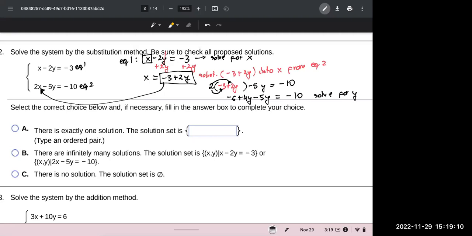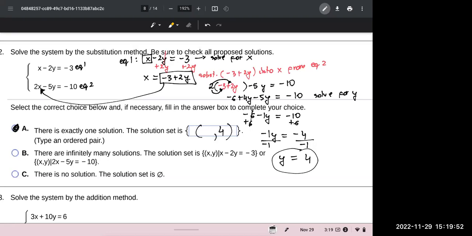So I will combine like terms. 4y minus 5y, it's negative 1y. So I have negative 6 minus 1y equal negative 10. I need to solve for y, so I need to isolate y by adding 6 to both sides. So we have negative 1y equal negative 4. And to get y by itself, I divide both sides by negative 1. So we're getting y equal 4. Okay. So we have the y coordinate of our solution. It's going to be one solution, the ordered pair. y represents the second coordinate.